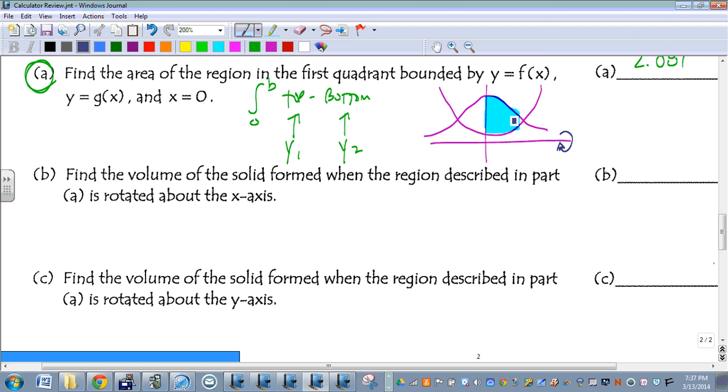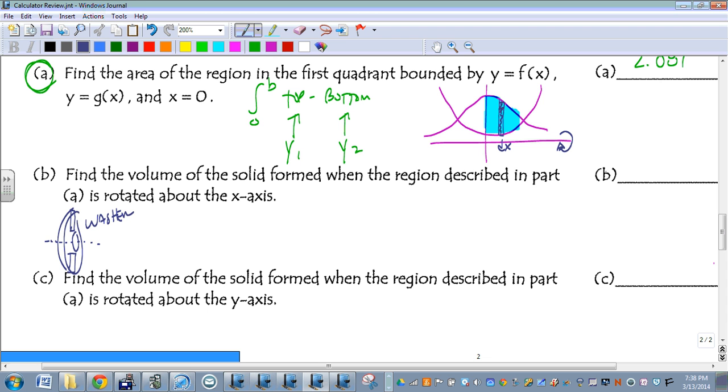So first, we need to figure out, is this a dx cut or a dy cut? Dx, right? It's top minus bottom. So we're looking at a dx cut. If we take this little rectangle and spin it around that axis, so here's our axis of revolution, here's our rectangle, if we spin that around, we end up getting a washer.